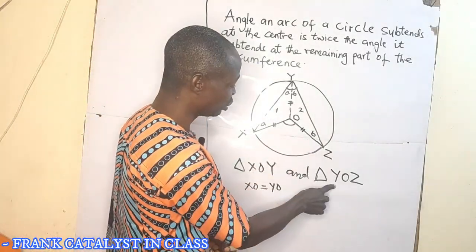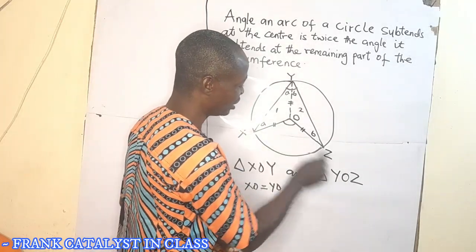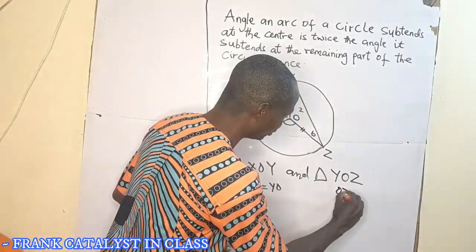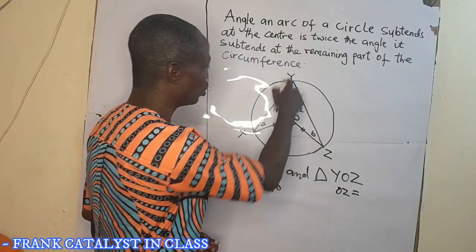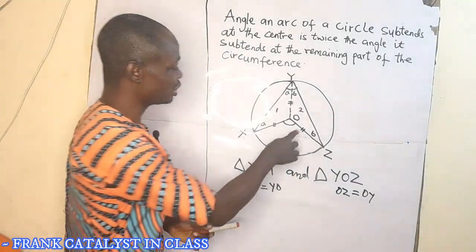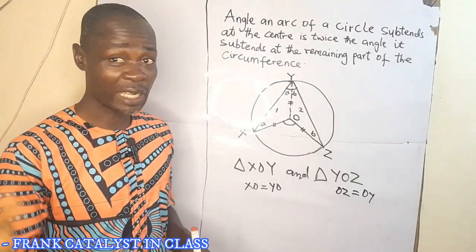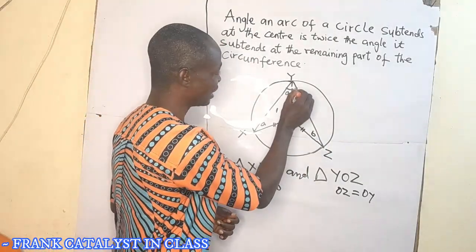So now coming to this one, YOZ here. You can equally see that OZ is equal to OY. Why? Because it is another isosceles triangle. And the base angles of an isosceles triangle are equal. That is why I have B here and I have B here.